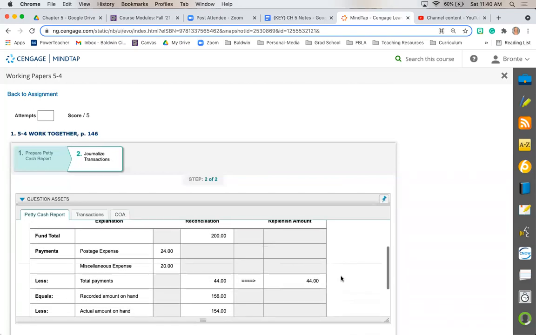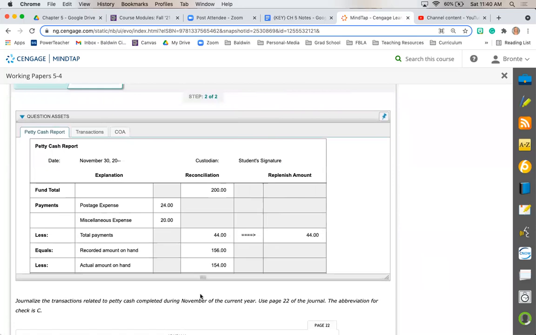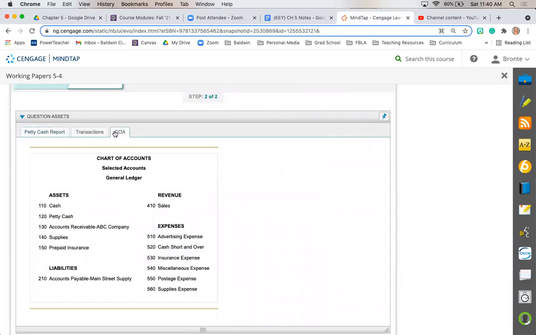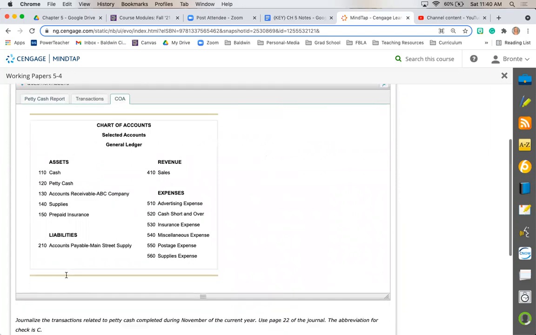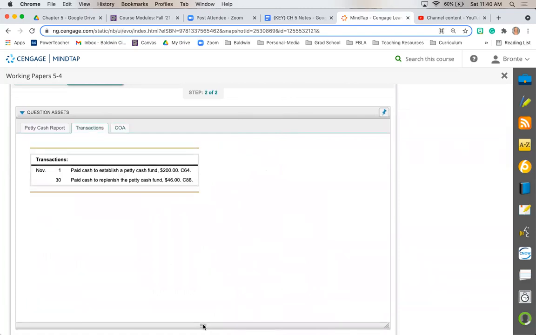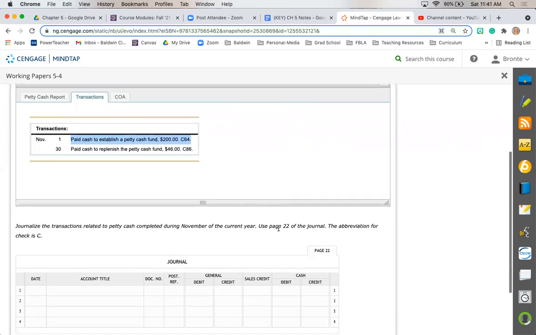All right, step 2, we have our completed petty cash report, which is what we just completed. We have our chart of accounts. So we have all of our expense accounts, assets, liabilities. They did not put owner's equity on there for some reason, and revenue. We have 2 transactions that we are dealing with. So the first one is paid cash to establish our petty cash fund of $200. And we wrote check number 64 to do that.